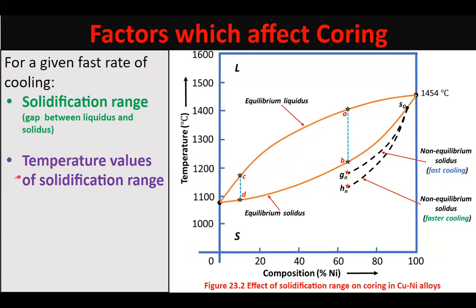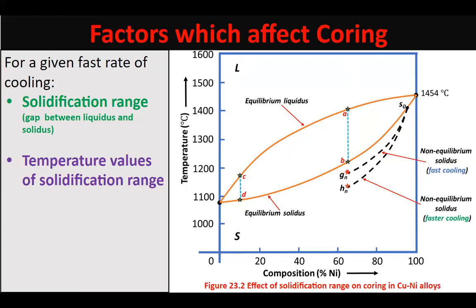Then we come to the third point: if the rate of cooling is the same and even the freezing range is the same, what about the difference in the solidus? So if I had an alloy somewhere over here, with a solidification range similar to Ta minus Tb, so two alloys with the same rate of cooling and the same solidification range, that is, the difference between the liquidus and the solidus temperature, would the coring be the same?